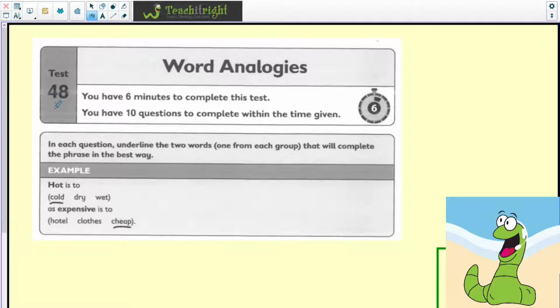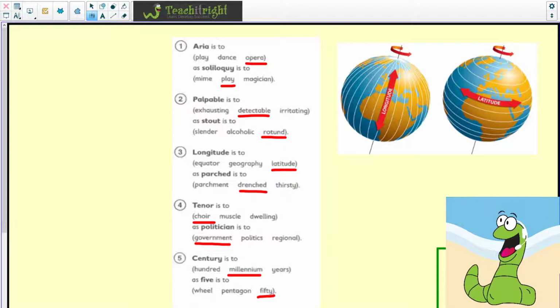This is test 48. So we've already looked at the example, and let's have a look at what we've got first of all here. Aria is to opera. So this is where you would find these different things. Soliloquy is where you would find a play. Now, a soliloquy is like a speech or a monologue, and you would possibly find that in a play. So aria is to opera, as soliloquy is to play. So well done if you got that one.